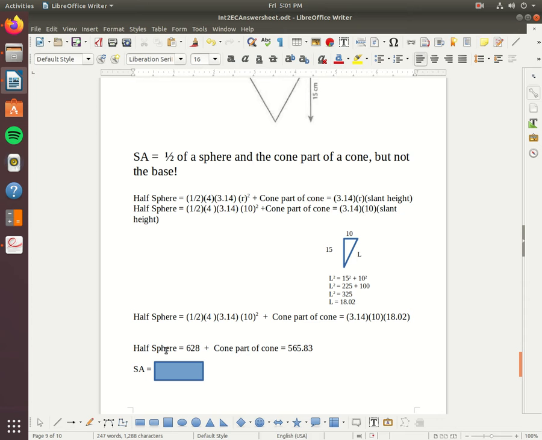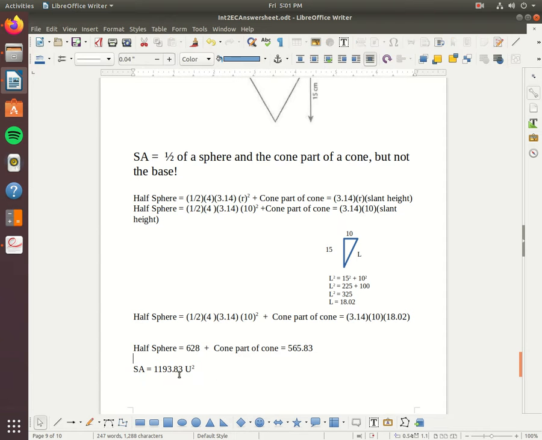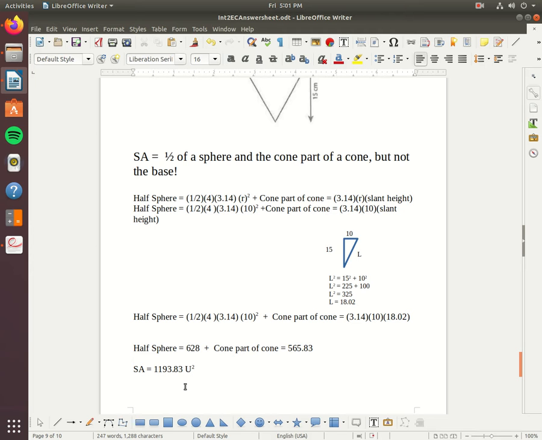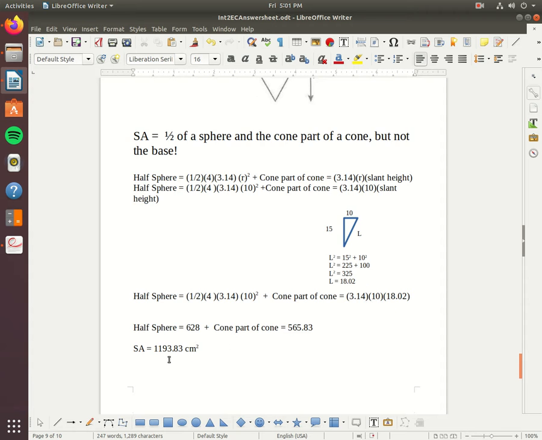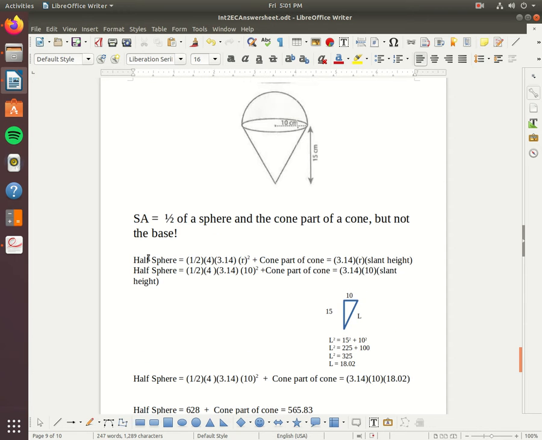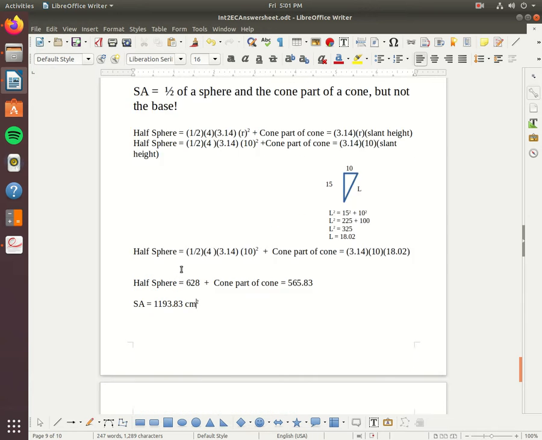I get 628 for the half sphere. I get 565 for the cone part. I add them together. I get a surface area of... and again, I have not gone through and changed the units to centimeters. So that's going to be the surface area of this whole shape. And again, you can see how we combine the two and take what we need and leave what we don't. Now, same thing for the volume.